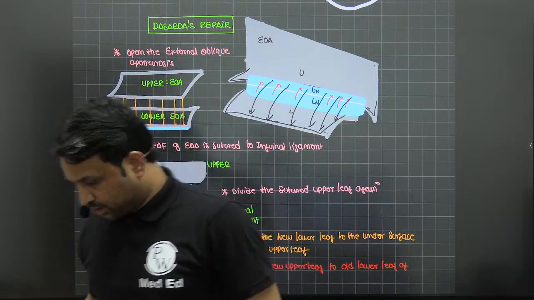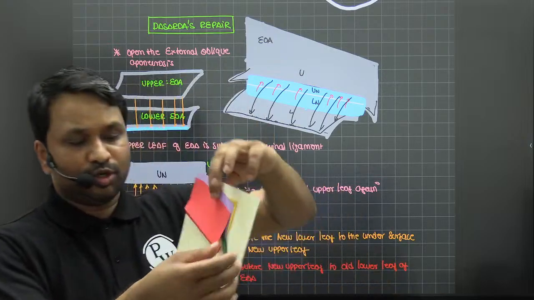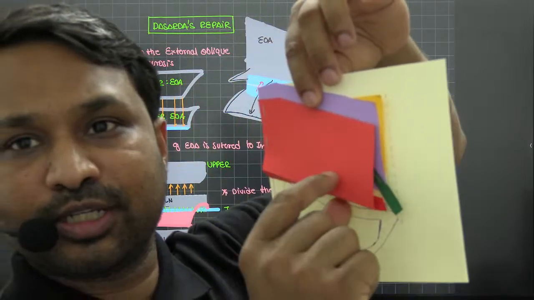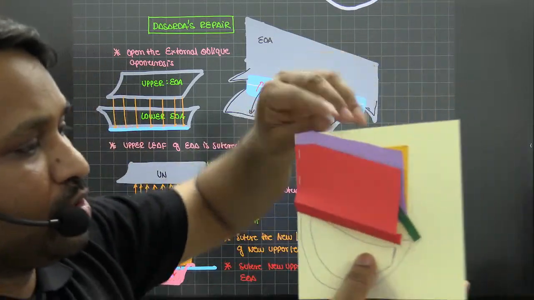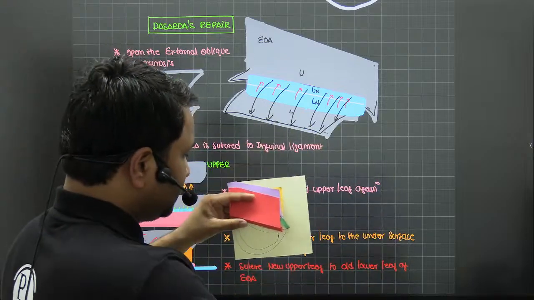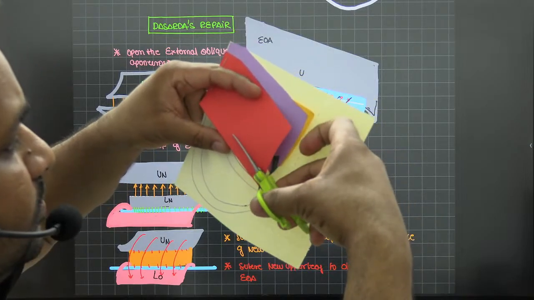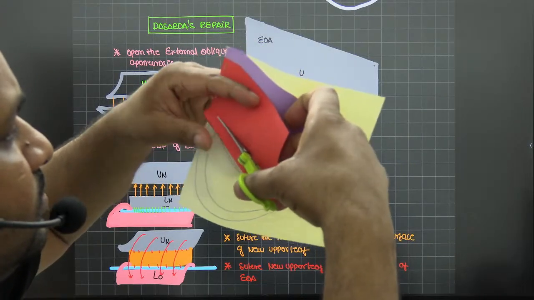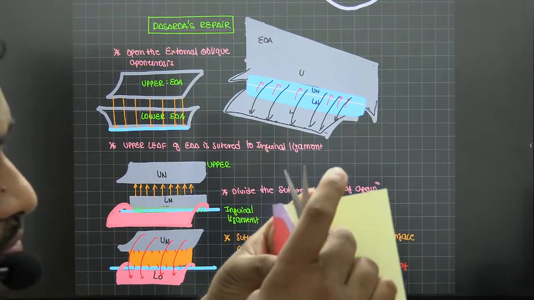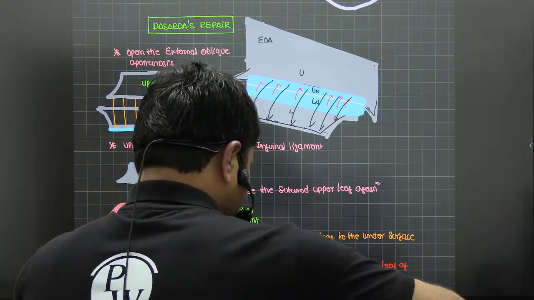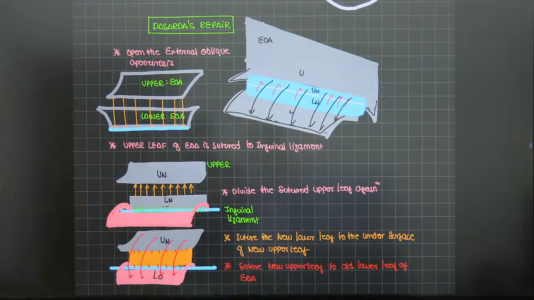So where do you put the mesh? We have the last representation for your Lichtenstein tension-free mesh repair. So again, this is your external oblique aponeurosis. This is your inguinal canal. This is where the content is coming. So what I'll do is, same, we will open up the external oblique aponeurosis. Once you open the external oblique aponeurosis, you have exposed the deep inguinal ring, and our content.